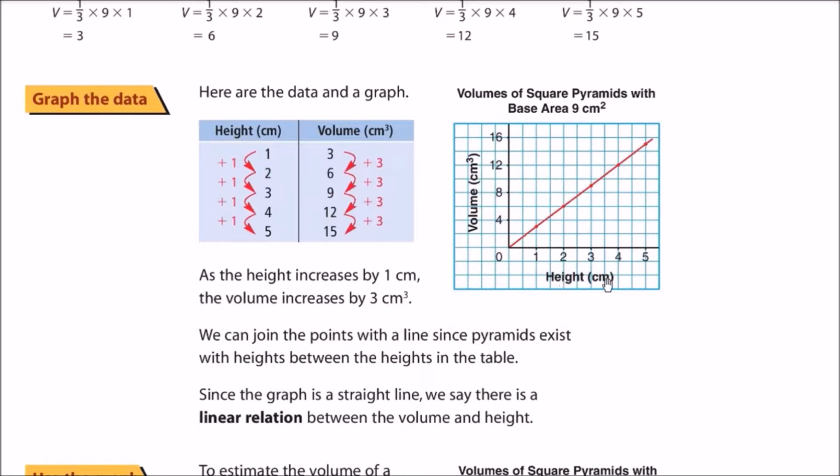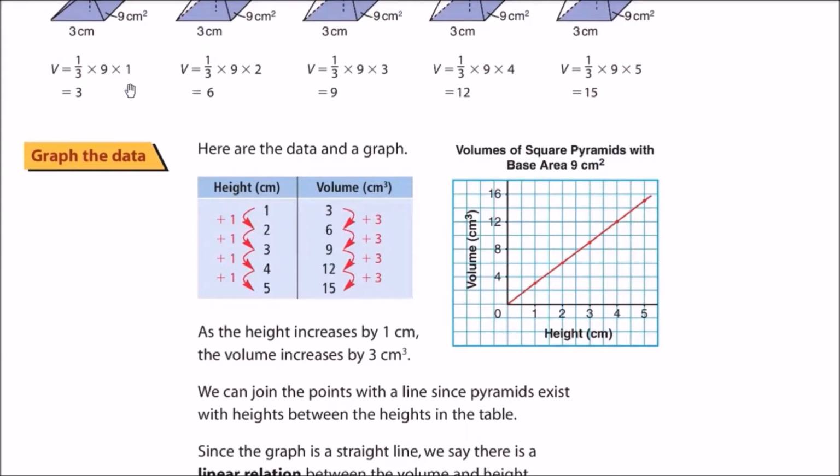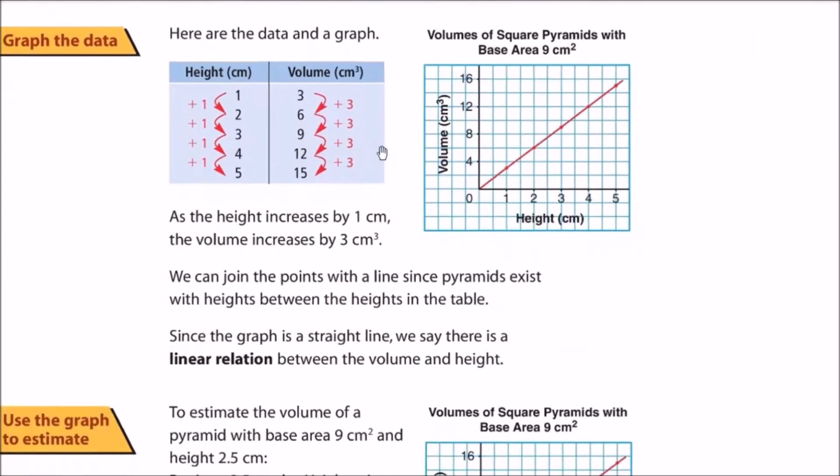We have the height increasing, and we see the volume is also increasing. So height increased by 1, the volume increased by 3. See, 3, 6 minus 3 is 3, 9 minus 6 is 3, 12 minus 9 is 3, 15 minus 12 is 3. So as the height increased by 1 unit, that is 1 centimeter, the volume increases by 3 centimeter.